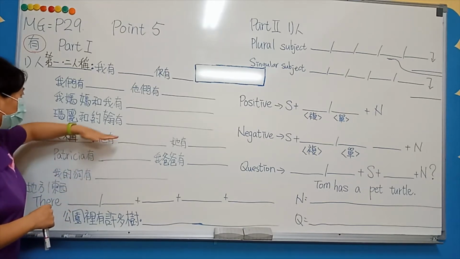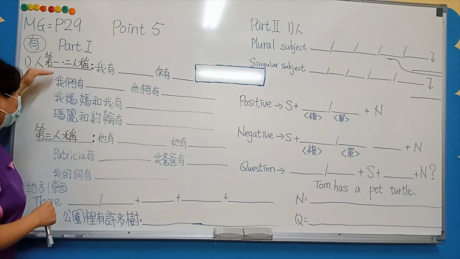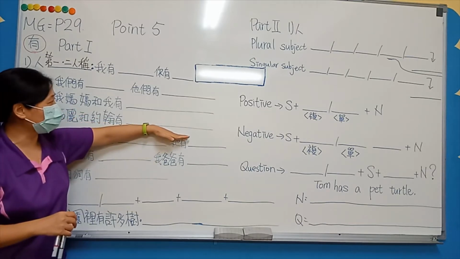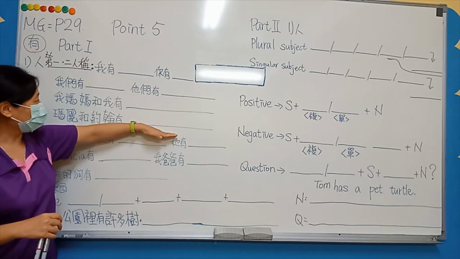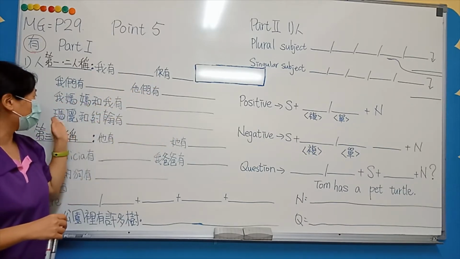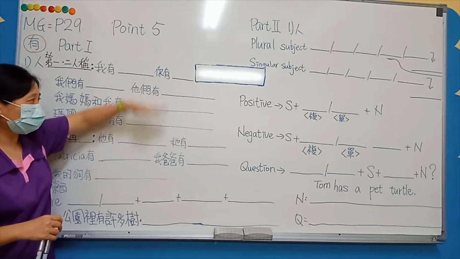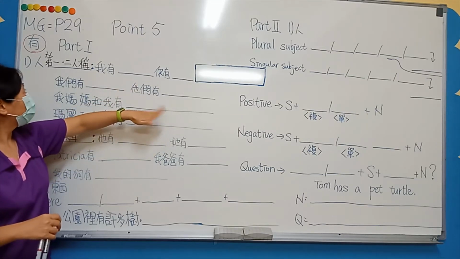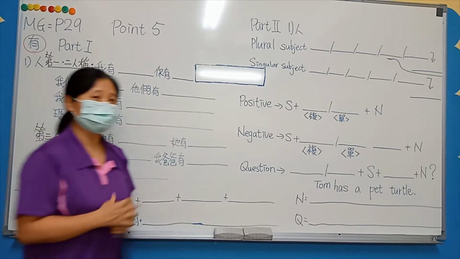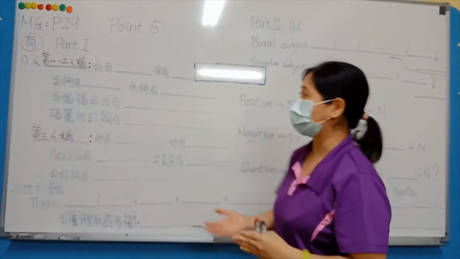So, can you write down 1 and 2? These two, and then write down the English for here. Can you see? 我有, 你有, 我们有, 他们有, 我妈妈和我有, 玛丽和 John 有. This part, I give you few minutes, 2 to 3 minutes. So you can do it now. Go.